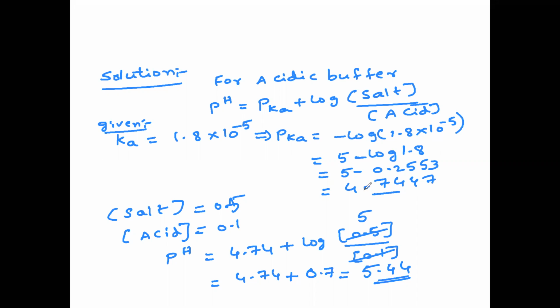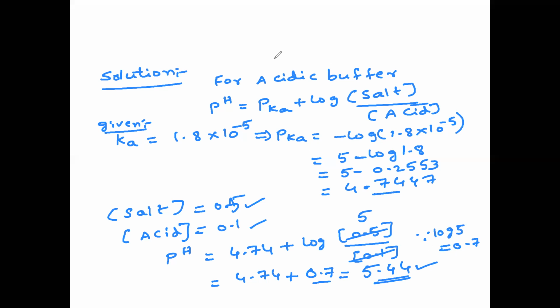So since pK of acetic acid is 4.74, pH is 4.74 plus log of concentration of salt by concentration of acid. Since concentration of salt is given 0.5 and concentration of acid is 0.1, it is 4.74 plus log 5. Log 5 is equal to 0.6989, approximately 0.7. So the answer is 5.54. It is not 6.44. Please correct it.